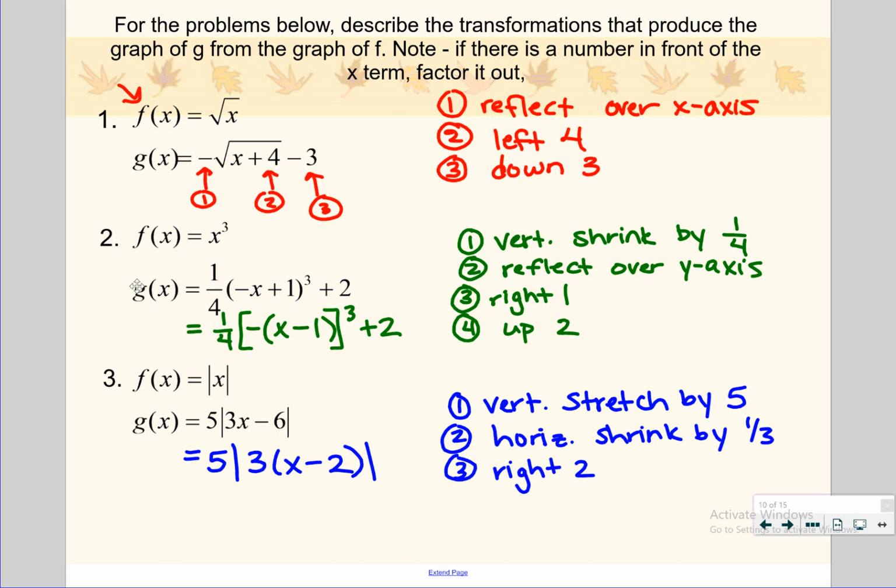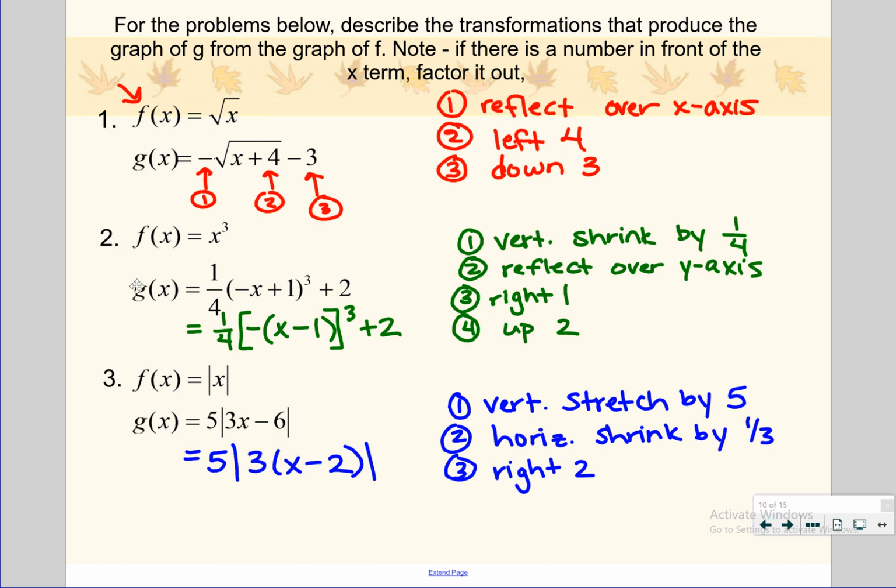All right, so you factor the 3 out. It's still inside the absolute value bars, but if I divide 3 into both those terms, I get x minus 2 that's left. The 5's on the outside, so it is a vertical stretch by 5. The 3 is on the inside. Remember, anything on the inside is backwards. Okay, so it's a horizontal shrink by 1/3 because it's a number bigger than 1. We always use the reciprocal for those horizontal ones. And then the minus 2 moves it right 2.